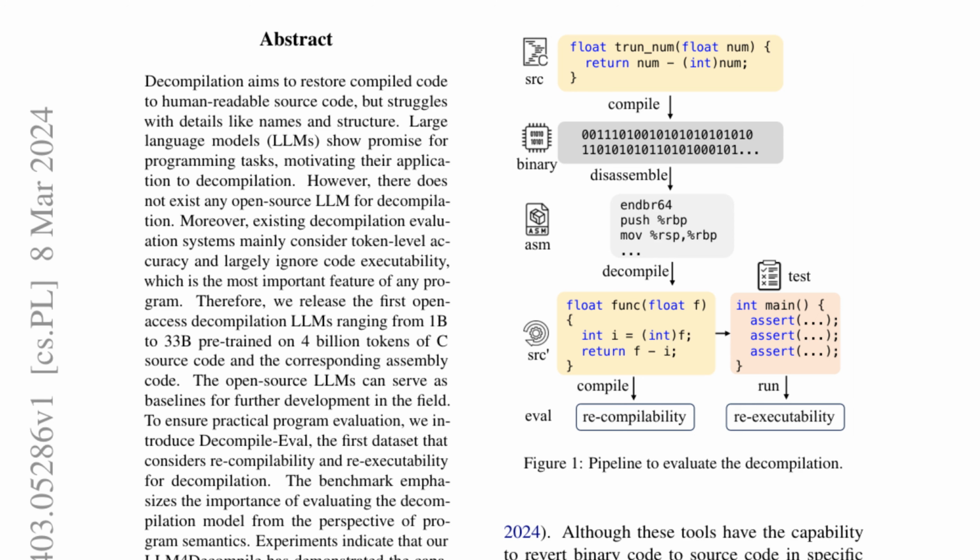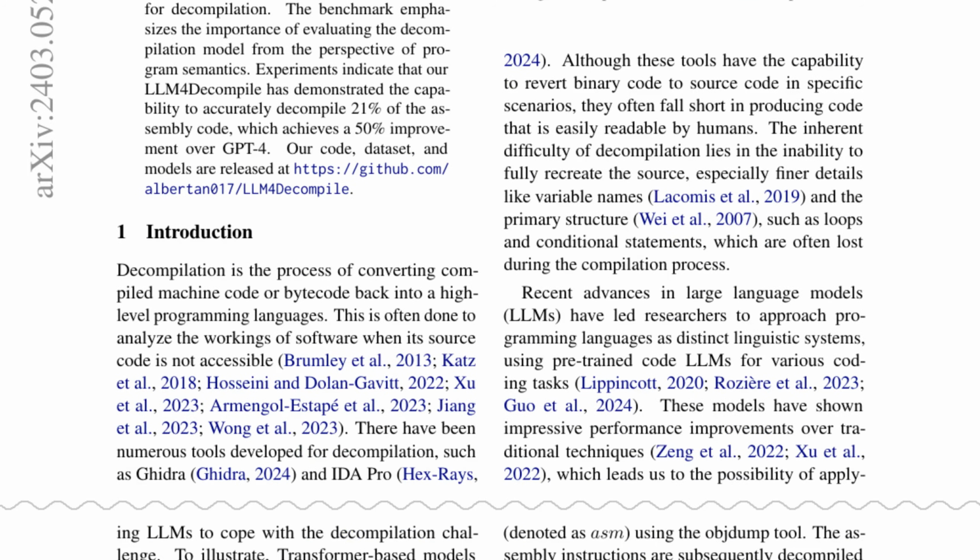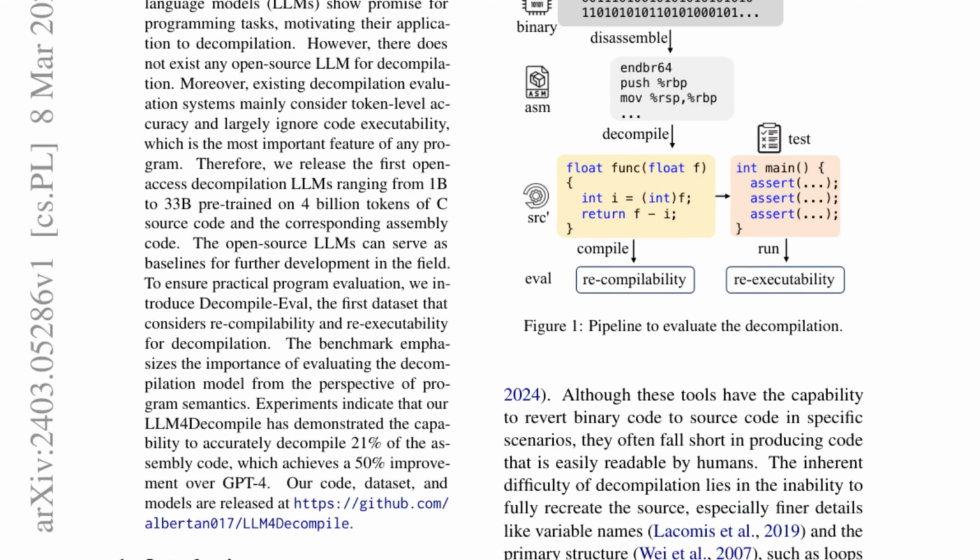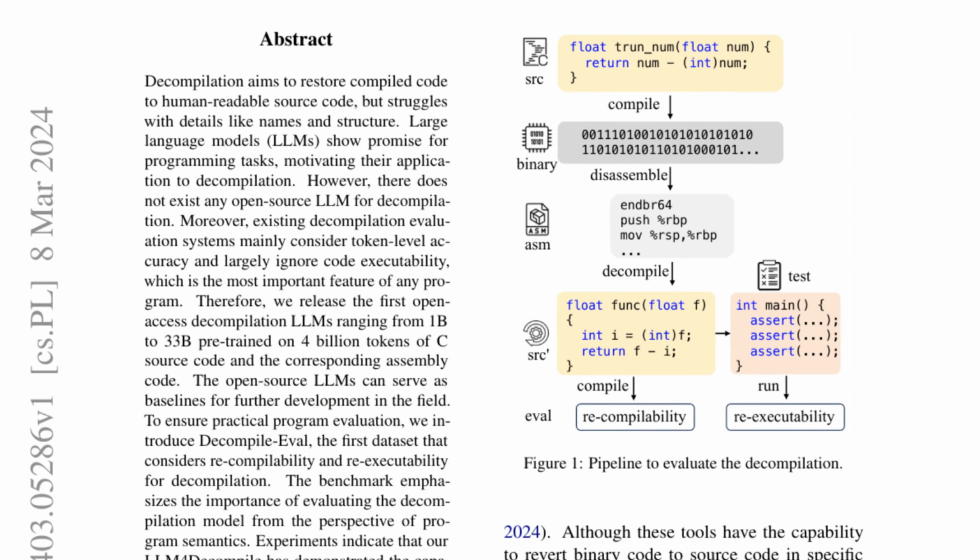To ensure practical program evaluation, we introduced Decompile-Eval, the first dataset that considers recompilability and re-executability for decompilation. The benchmark emphasizes the importance of evaluating the decompilation model from the perspective of program semantics. Experiments indicate that our LLM4Decompile has demonstrated the capability to accurately decompile 21% of the assembly code, which achieves a 50% improvement over GPT-4. Our code, dataset, and models are released on GitHub. Figure 1. Pipeline to evaluate the decompilation.